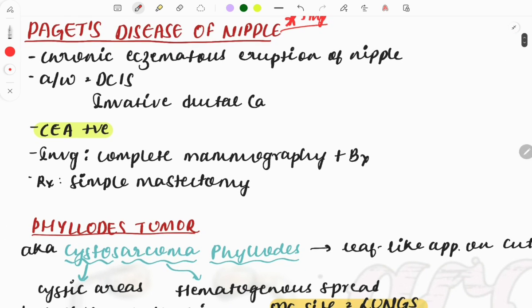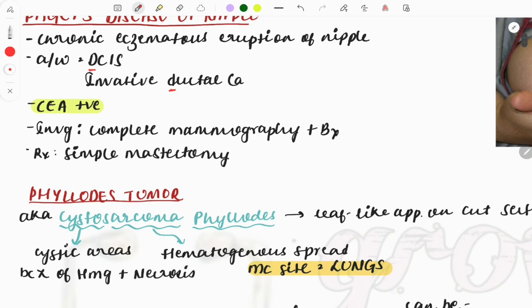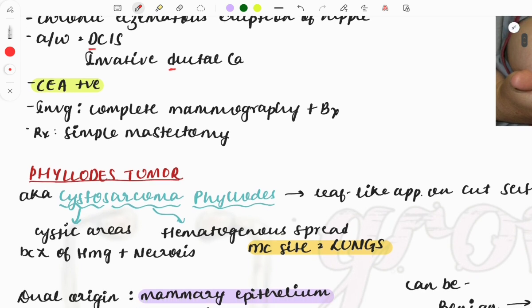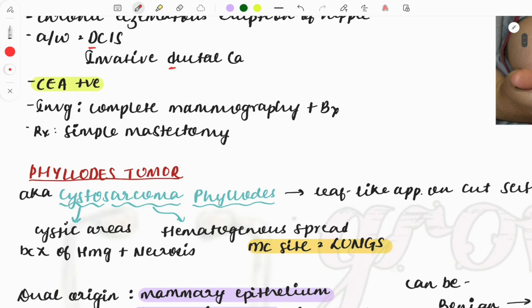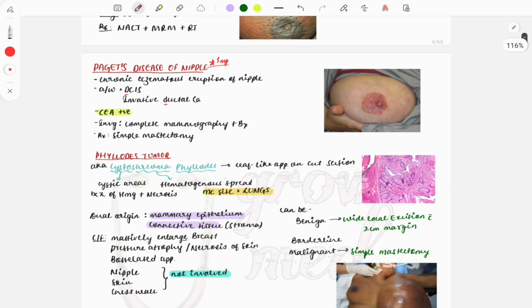This one is associated with DCIS and invasive ductal carcinoma. The ductal ones have a higher risk of developing it in the nipple. CEA positivity can be seen, so you can say it acts as a marker for this disease, and the investigation is complete mammography plus biopsy. Treatment will be simple mastectomy, and this is the image, and an image-based question can be asked.